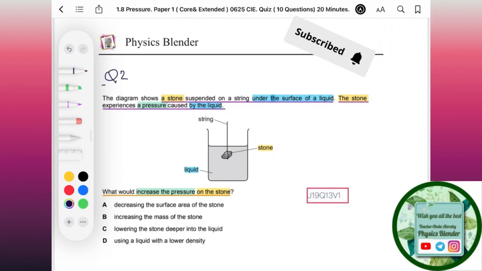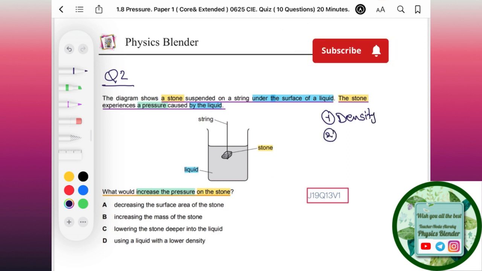Question 2, here we are discussing pressure due to liquid. The diagram shows a stone suspended on a string under the surface of a liquid, and the question is asking what would increase the pressure on the stone. What are the factors affecting pressure due to liquid? Number 1, density. Number 2, vertical depth of liquid.